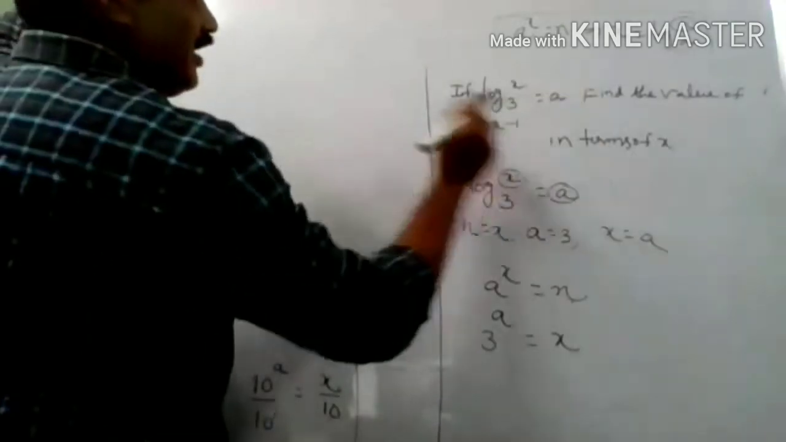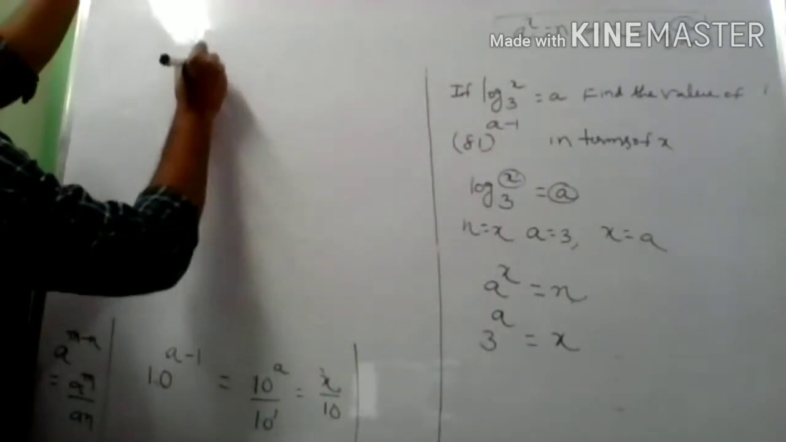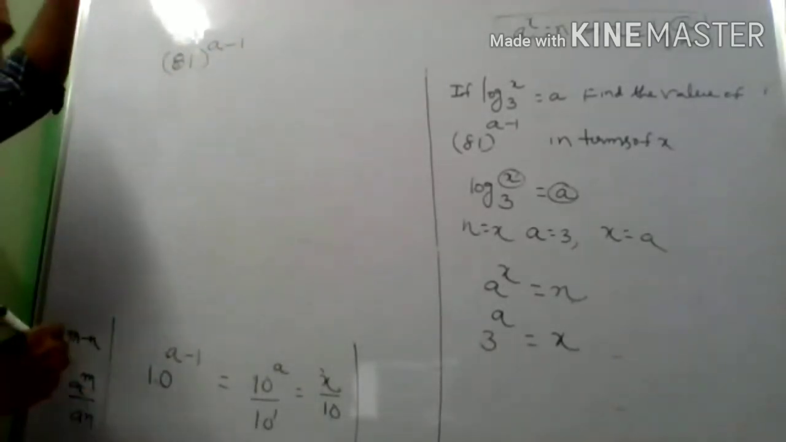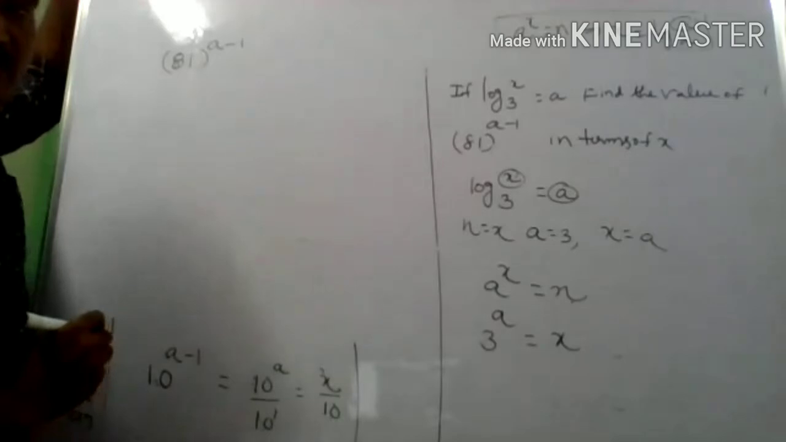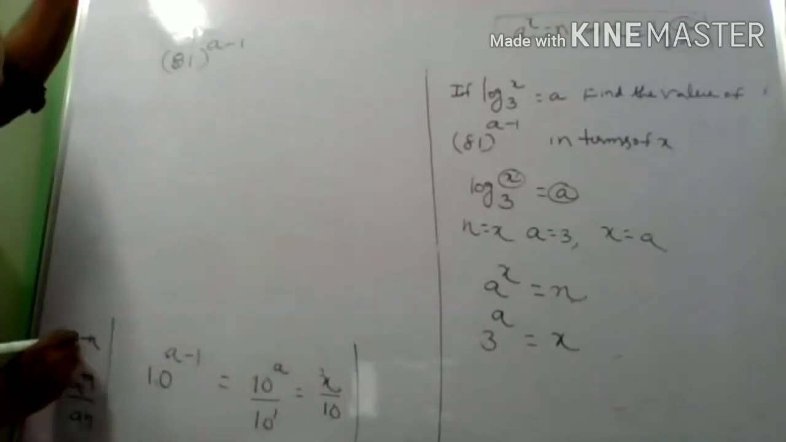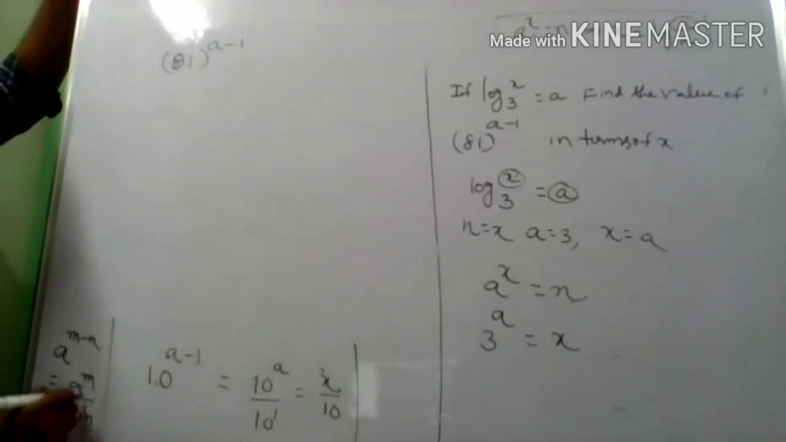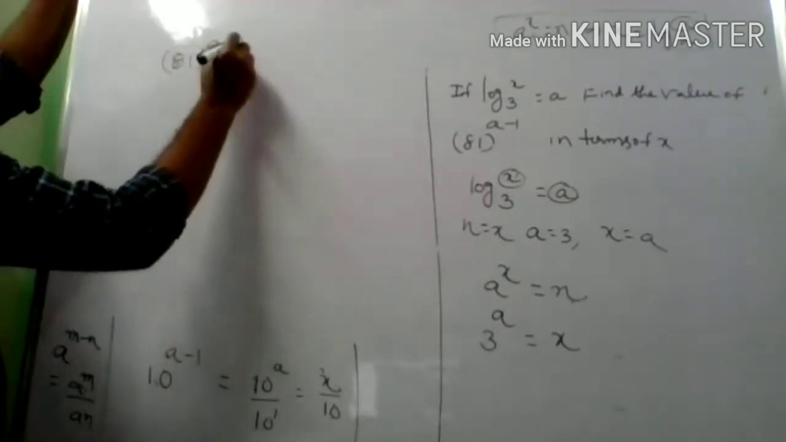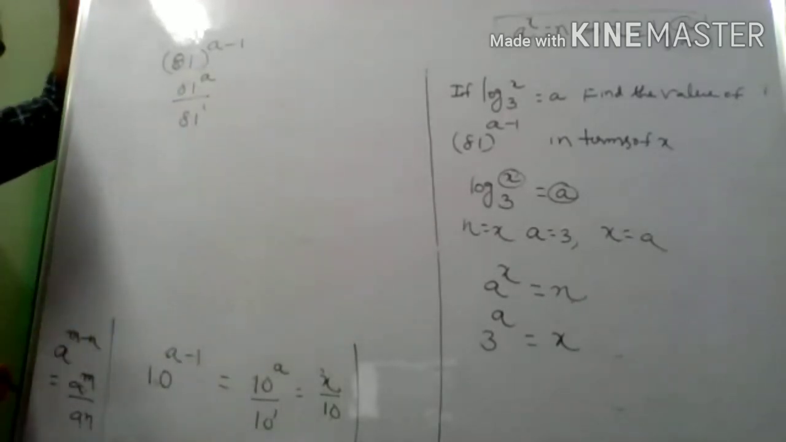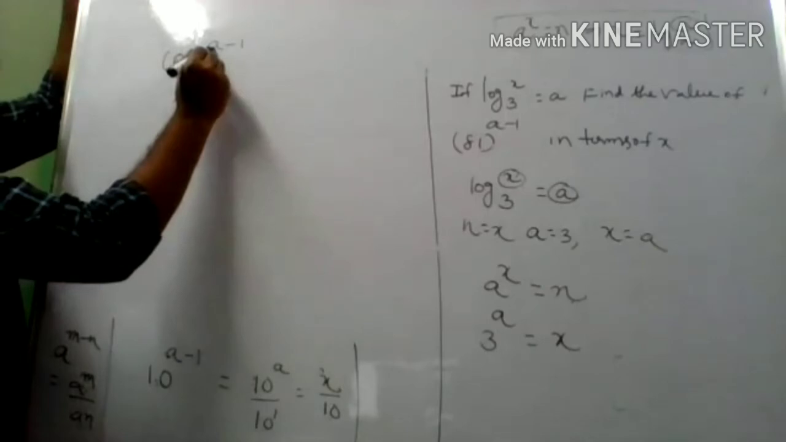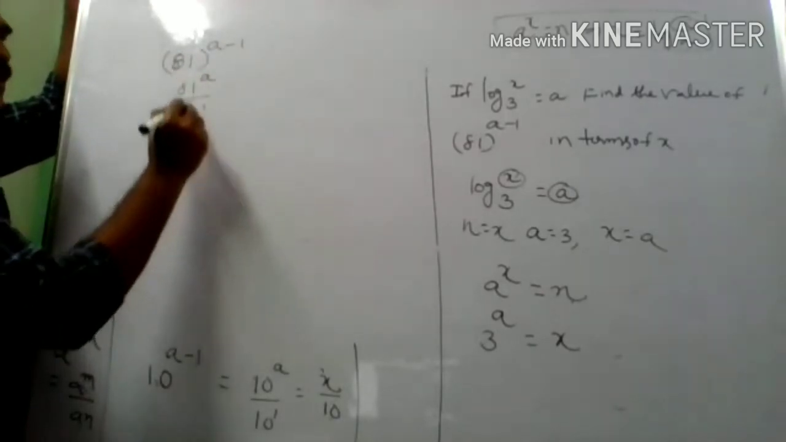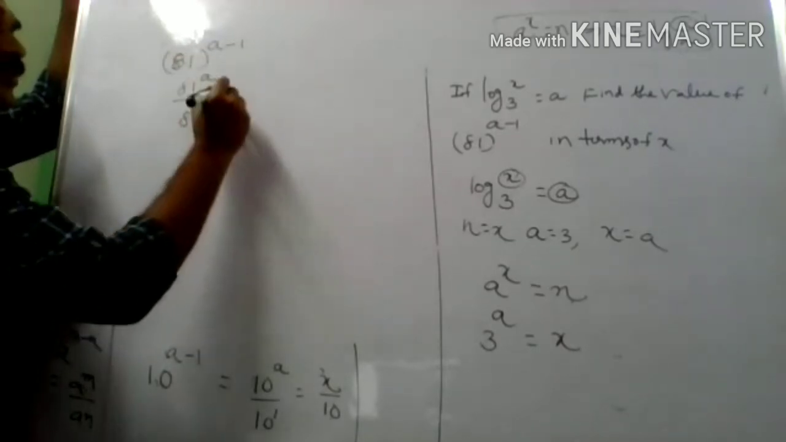But we need to find the value of 81 power a minus 1. Students, the formula is a power m minus n is equal to a power m by a power n. So 81 power a minus 1 is 81 power a by 81 power 1.